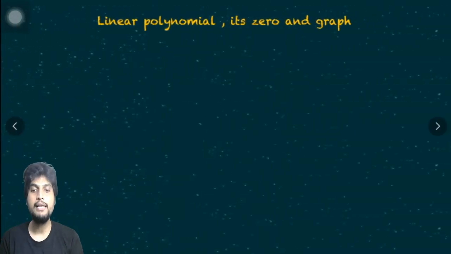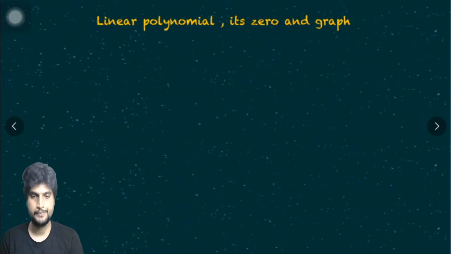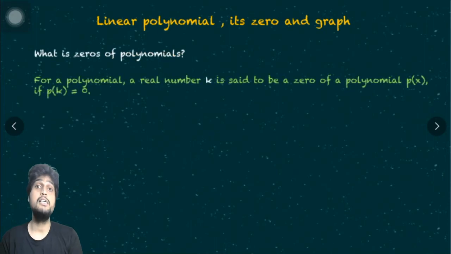So, linear polynomial, its zeros and its graphs. Let's start with an example. First of all, let's see what the zeros are. For a polynomial, a real number k is said to be a zero of polynomial p of x if p of k is equal to 0. It's hard to understand this way, so let's see it in a simpler way. A zero or root is basically that value of x for which the polynomial becomes 0. So, if you put in x, the value of y should be 0. This is the very basic meaning of the zero, also called a root.